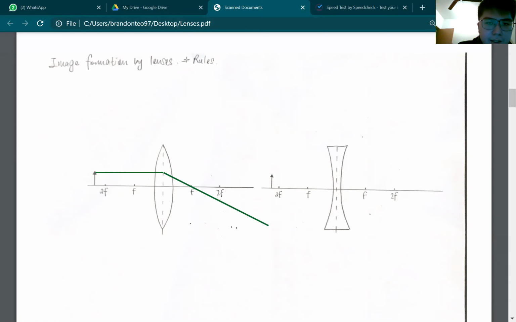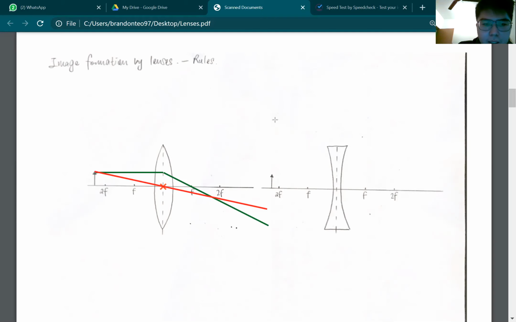Now, where is the center of the lens? The center of the lens is right at the center here, the X. 不是2F. Mirror center is 2F. 可是 lens 它不是 2F, 它是真正在中间那一边。所以我画的时候是这样子, passing through this one. Okay, this is the second one.